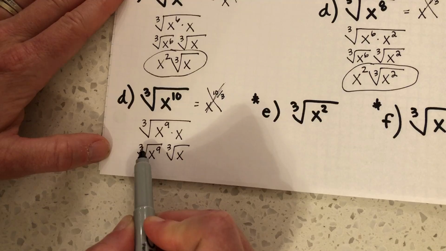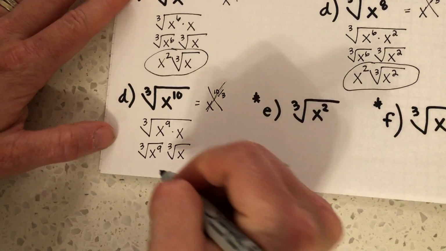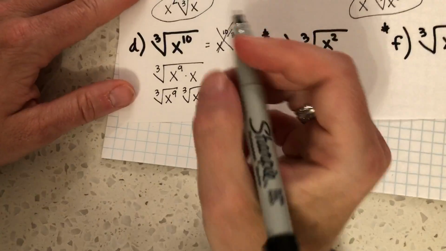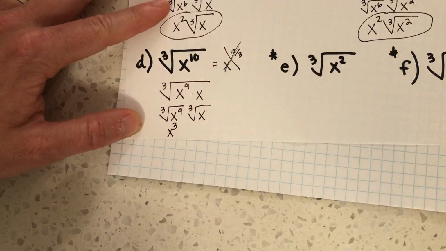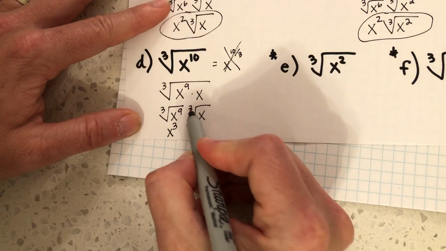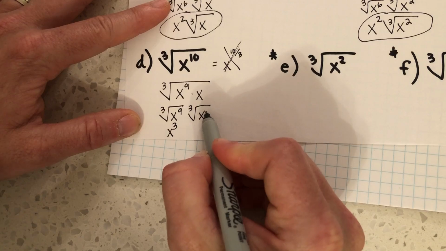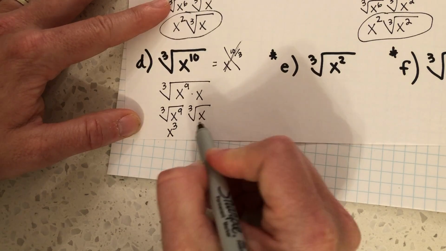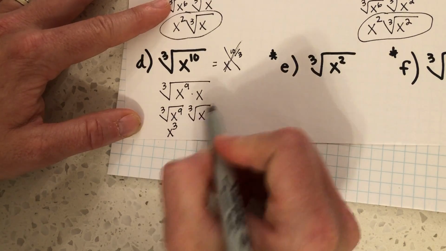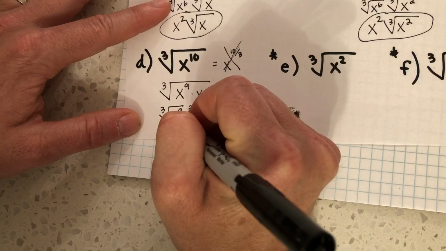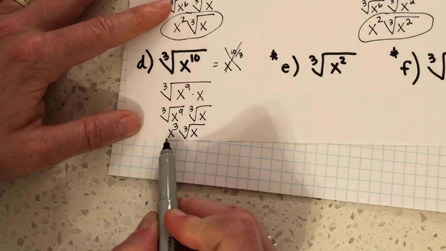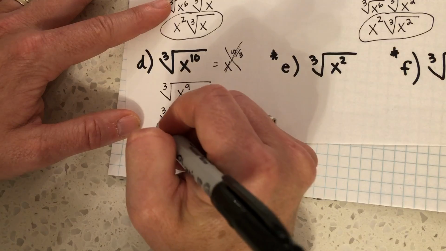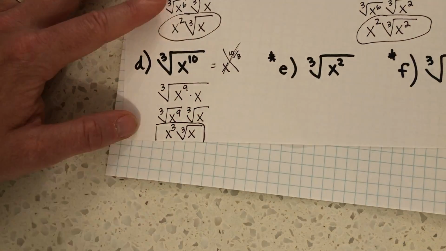All right, so now we can simplify this. Since 9 divides by 3, I can get rid of its radical. So 9 divided by 3 is 3, so it's x to the third. And then the third root of x, because 1 doesn't divide by 3 and I can't break it up, it's the leftover stuck under the radical part. So x to the third times the third root of x is your simplified answer.